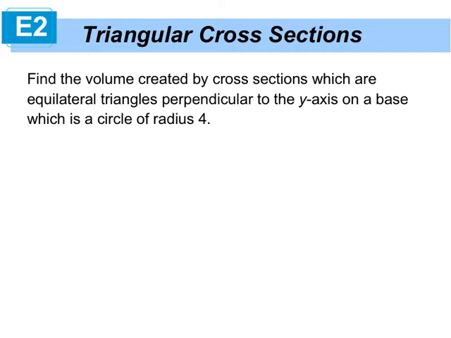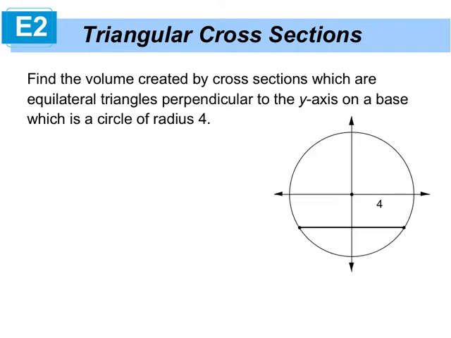Now we're going to take a circle, and this will actually find the volume of the thing that I had in the sketchpad sketch. We're going to take a circular base that has a radius of 4, and we're going to put an equilateral triangle on top of it, perpendicular to the y-axis. Something like that. And of course, to make our life easy, I'm going to put that circle at the origin.